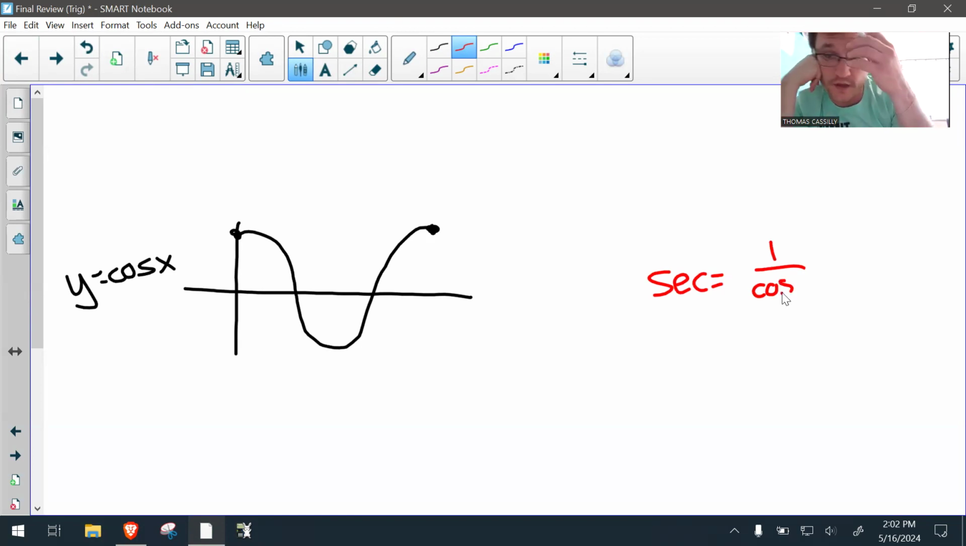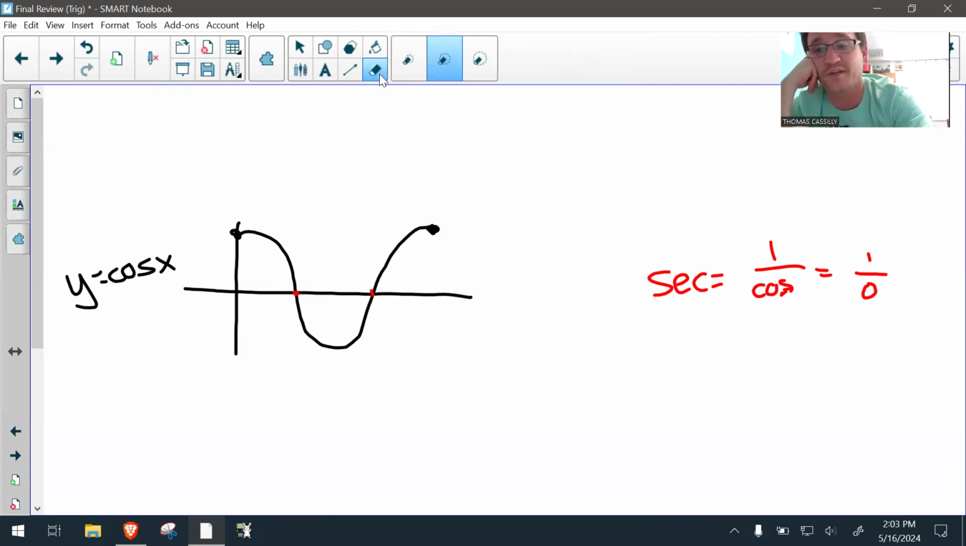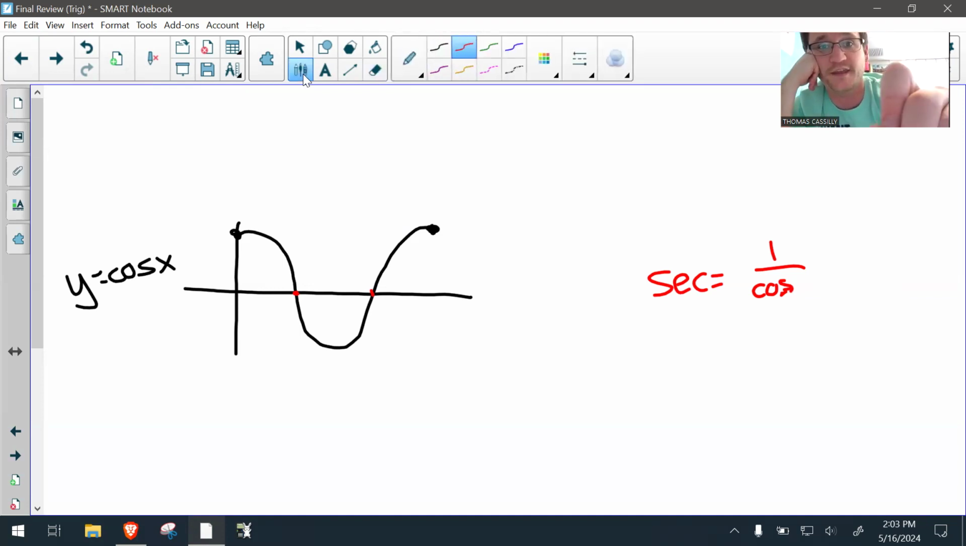So, if there is a point where we have a 0, like cosine of x is 0, and we know that is true in a couple of spots. Where is that? At pi over 2 and 3 pi over 2, which are these 2 points right here. Well, we end up with 1 over 0, and we do not like that as mathematicians. Having 0 in the denominator, dividing by 0, generally leads to bad things.